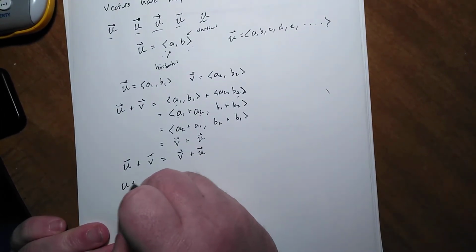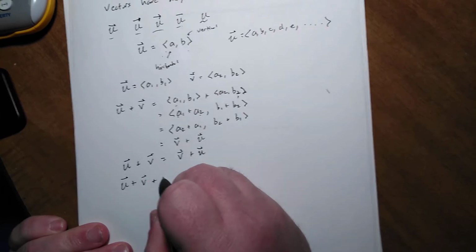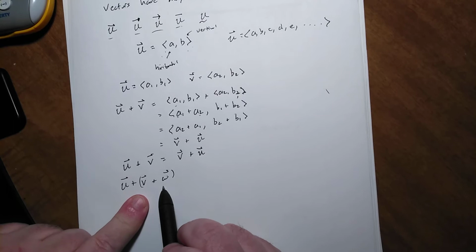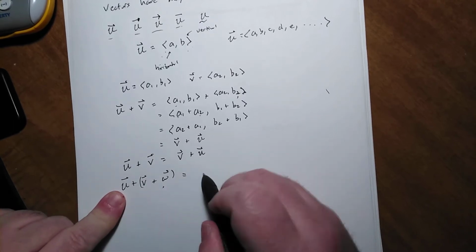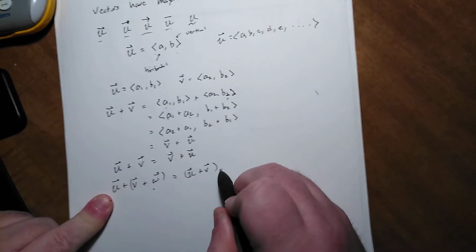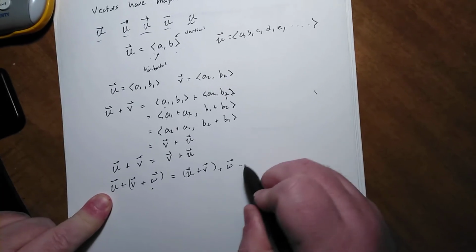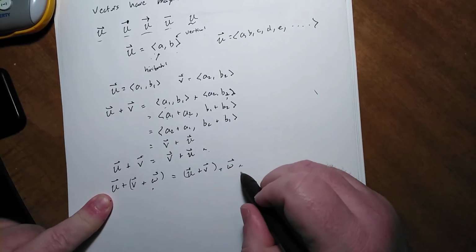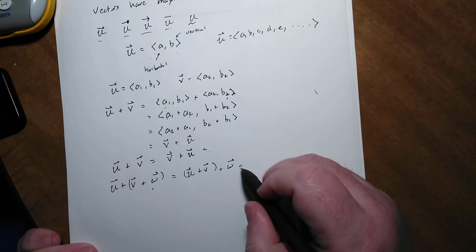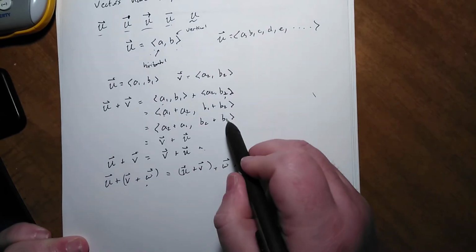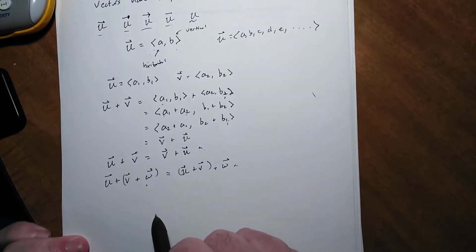There are several. If we have u plus v plus w, and let's put the first two in parentheses, saying that we added these two vectors together, then we could add it to a third one, and this should still be equal to u plus the quantity v plus w. So vectors have the commutative property and the associative property. I'm not going to go through proving this one because you can follow the same kind of method here, and you're going to be able to do that.